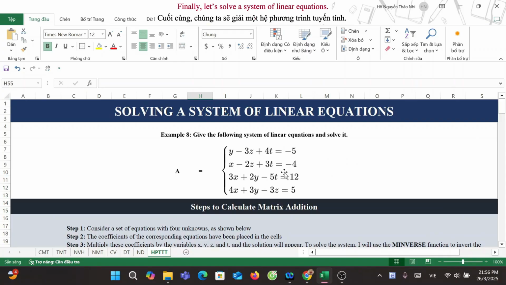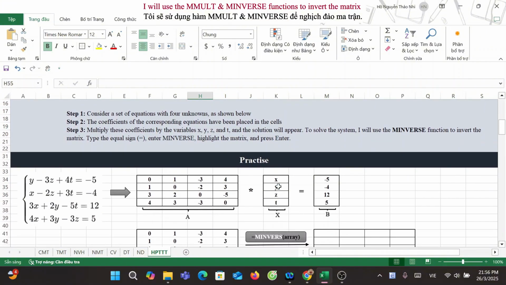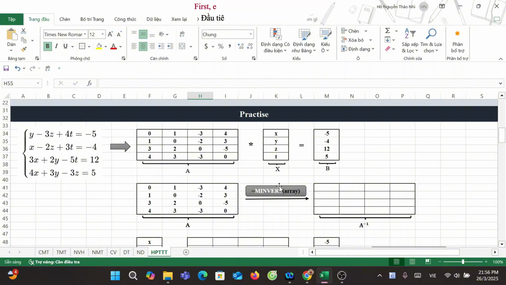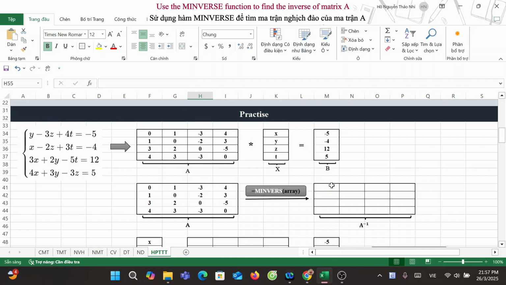Finally, let's solve a system of linear equations. Consider a set of equations with polynomials as shown below. The coefficients of the corresponding equations have been placed in the cells. To solve the system, I will use the MINVERSE function to invert the matrix. Steps to solve a system of linear equations in Excel. First, enter the coefficient matrix A and the constant matrix P in Excel. Use the inverse function to find the inverse of matrix A.